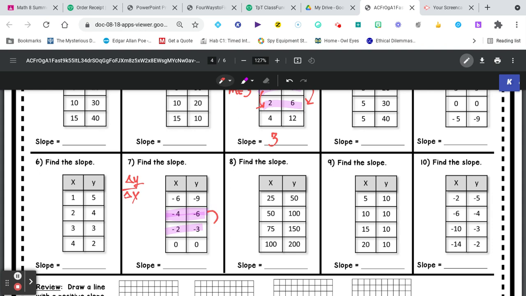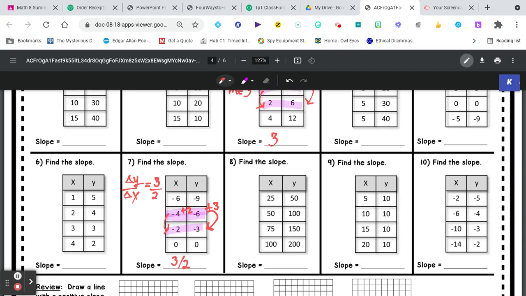So you're going to ask yourself, what are you doing from negative 6 to get to negative 3? Well, you're at negative 6. You got to go up 3 to get to negative 3. So the change of y is 3. And what are you doing to negative 4 to get to negative 2? Well, you're adding 2. You're going up 2. So your slope is 3 over 2, or 3/2.